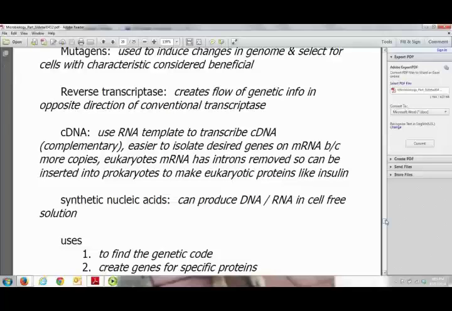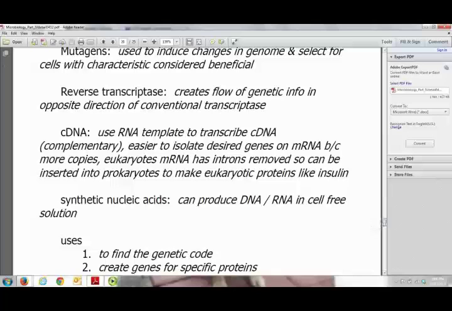This is easier to isolate the desired genes on than mRNA, because you can have more copies of it, and in eukaryotes the mRNA still has to be modified, and so the mRNA will actually have the introns removed, and it can be inserted into prokaryotes to make eukaryotic proteins such as insulin.